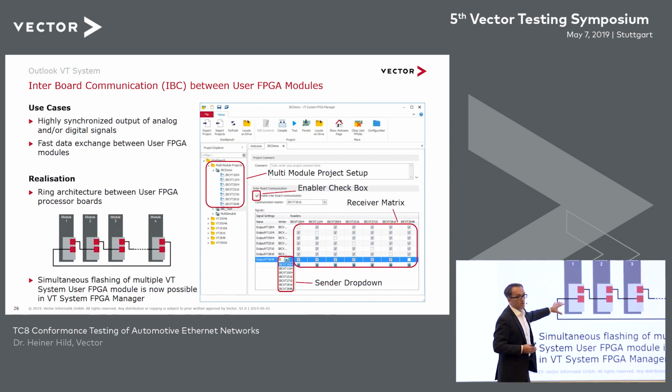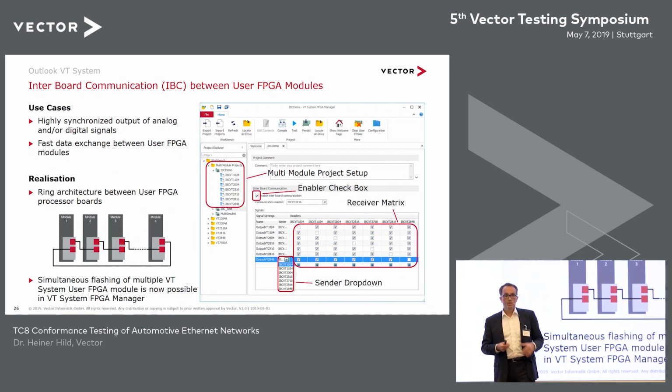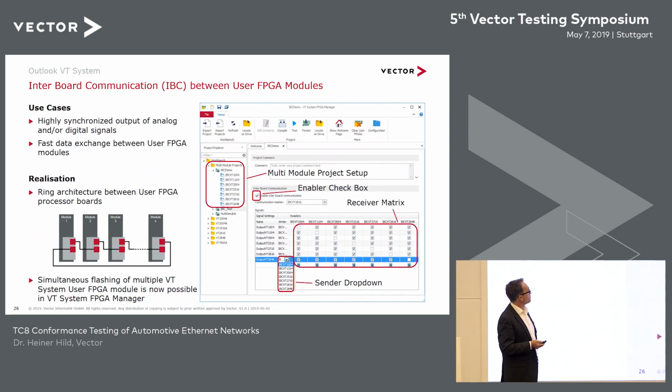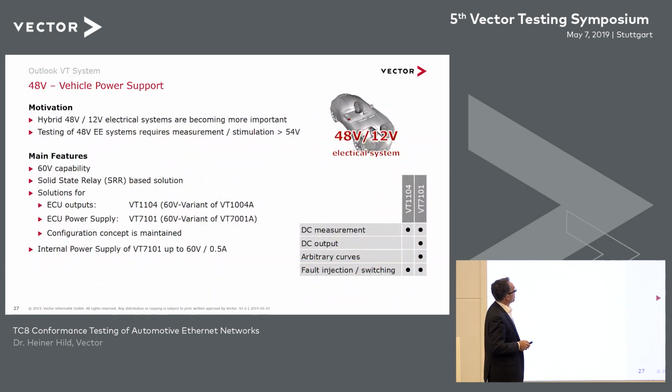For applications that need outputs or have to react to inputs rather quickly and asynchronously, or where the data have to be distributed between user FPGAs, this is a very powerful enhancement in order to be able to serve also faster systems. And then we've got the topic of 48 volt onboard network, 60 volt capability.